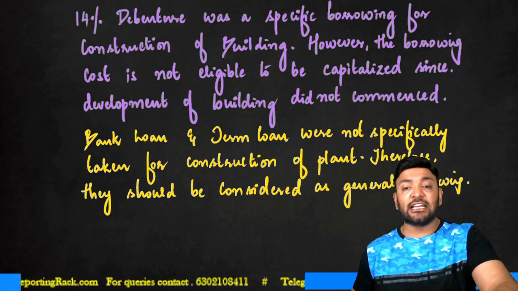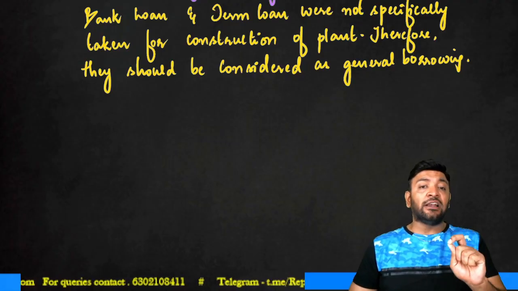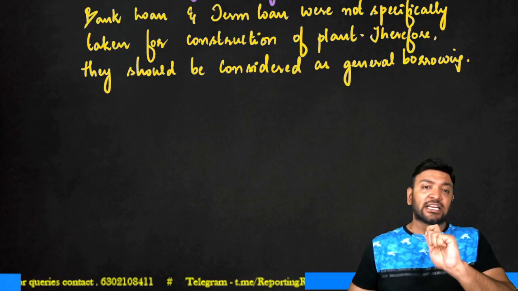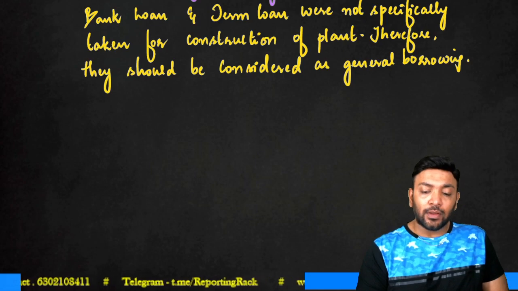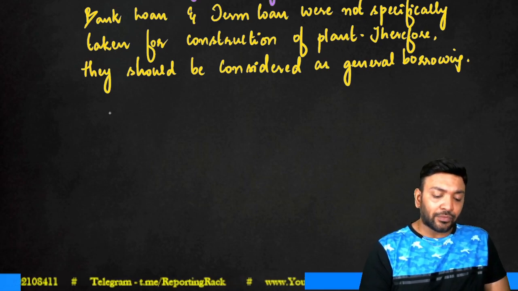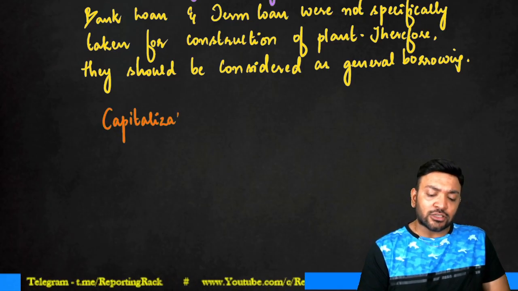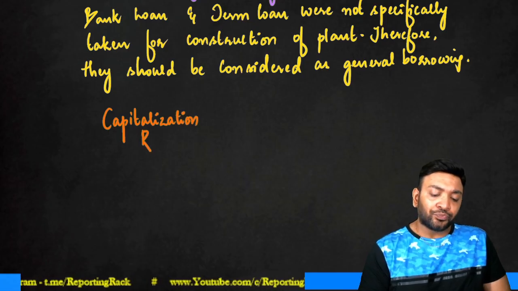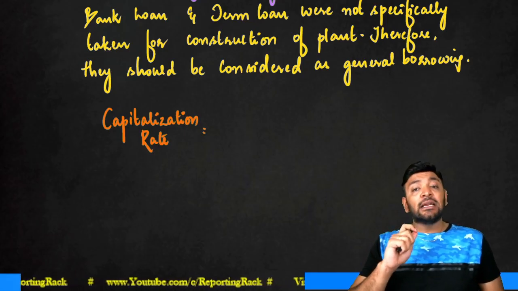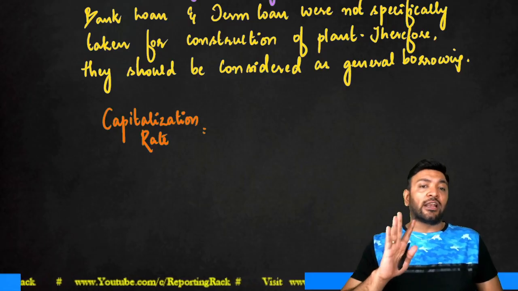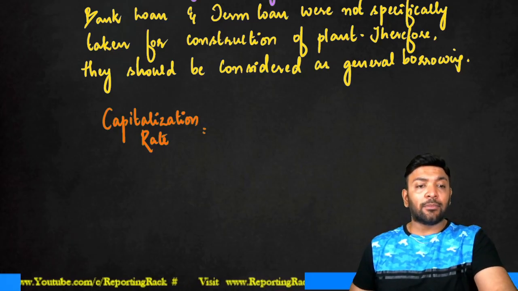Since you are considering it as general borrowing, what is the amount eligible to be capitalized? I shall capitalize only such amount of interest computed based on capitalization rate. Correct? If it is a general borrowing, then I'll have to go for capitalization rate. Here there are two borrowings, so calculate the capitalization rate here. What is your formula? Total interest on general borrowings divided by total general borrowings into 100. Correct? So let's start looking at the numbers then. Look at the numbers that we have in the question.